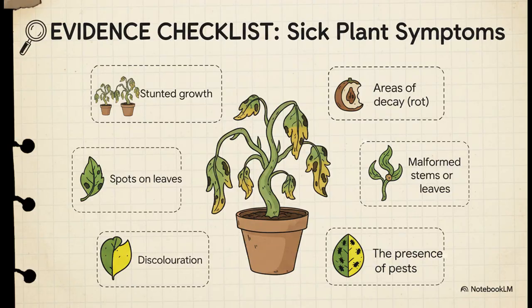Think of this as your essential detective's checklist. For your exam, you've absolutely got to be able to spot these signs and know what they might mean. You see, each symptom is a vital clue. Is its growth stunted? Well, maybe it's not getting the nutrients it needs to grow. Spots on the leaves could be a fungal attack. Can you actually see pests? Well, they could be doing the damage themselves or even spreading another disease.